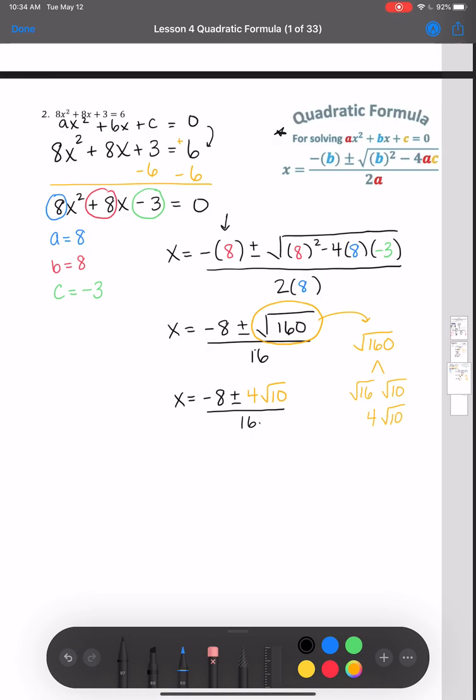So what we have here, we're going to simplify our fractions again. So we're separating this into 2 separate fractions.